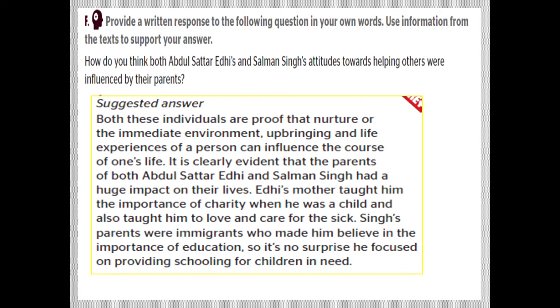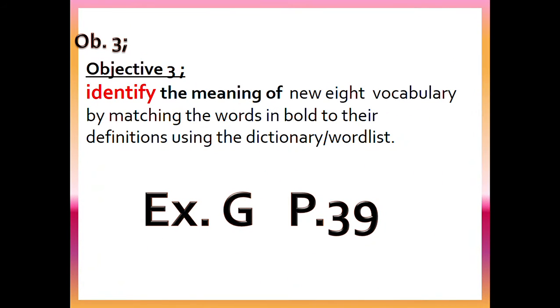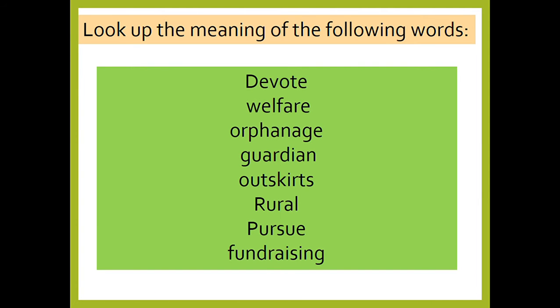Now, with the last objective for our lesson today, identify the meaning of new words by matching the words in bold to their definitions using the dictionary, or you can use your word list. This is exercise G, page 39. Now, look up the meaning of the following words from your word list, or you can use your own dictionary, as you like. You can pause your video and try to find the meaning of these words, okay?